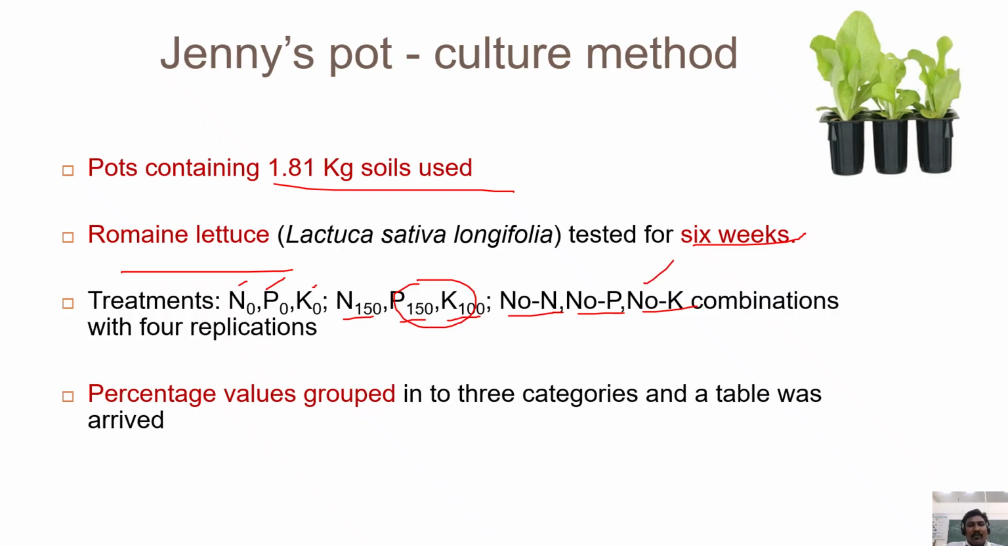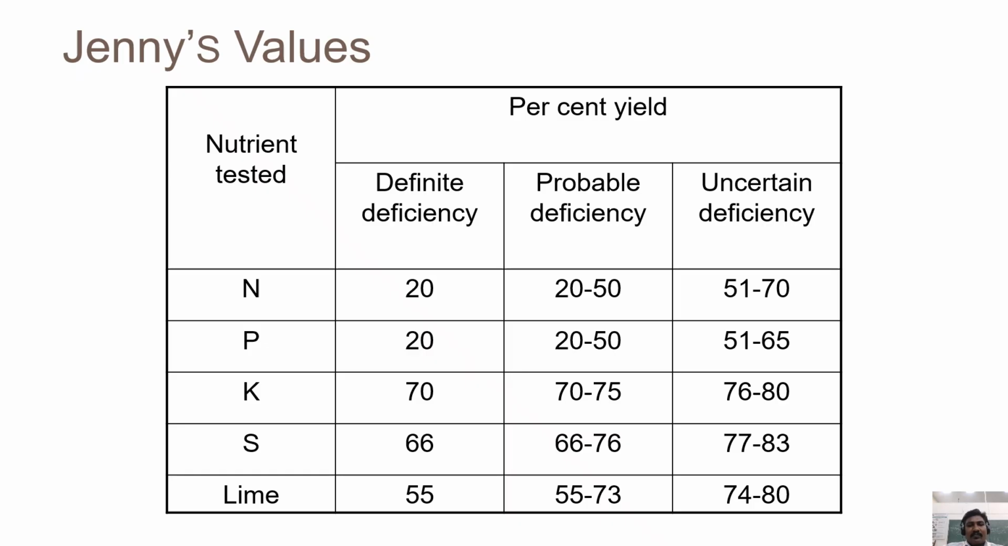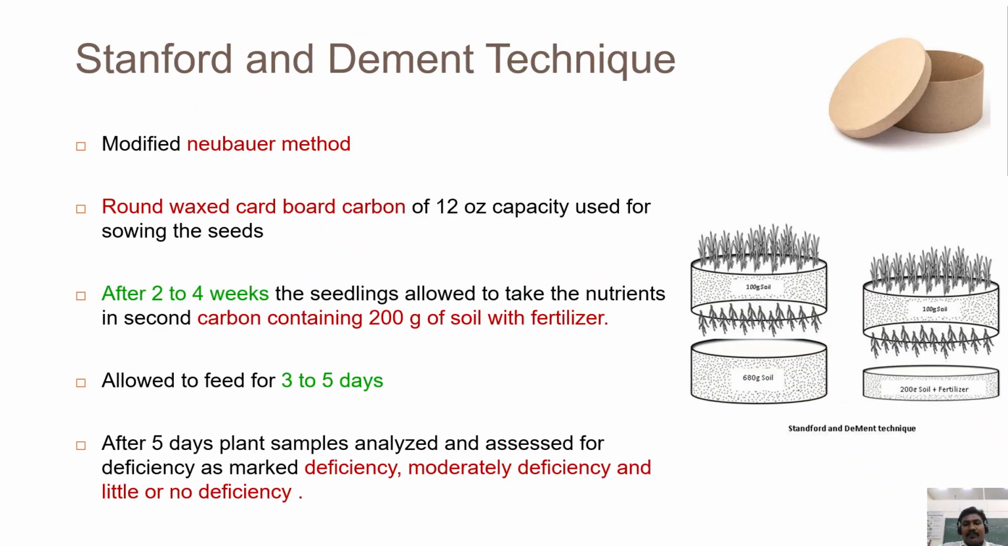This combination can be created with 4 replications, and finally the percentage values are grouped into 3 categories, and the table was arrived at like this. In this you can see the percent yield contributed by the nutrients nitrogen, phosphorus, potassium, sulfur, lime. For nitrogen, if the yield shows only 20 percent, there is definitely a deficiency of nitrogen. 20 to 50, there is some probability of nitrogen deficiency, and 51 to 70, there is no deficiency. Similarly for phosphorus and potassium, they have given a range based on the percentage yield obtained.